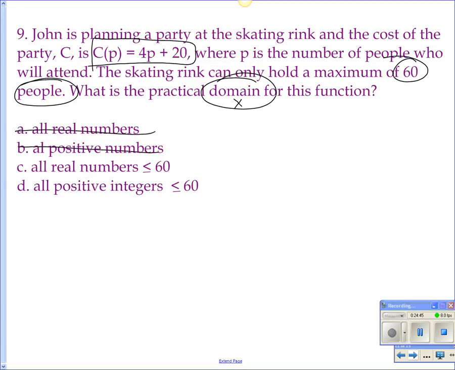C says all real numbers. D says all positive integers. If I'm talking about people, they have to be what? Positive. So the answer is D. Has to be positive. People can't be negative.